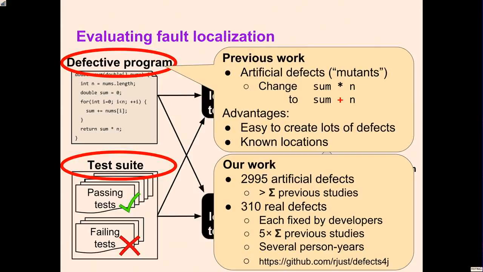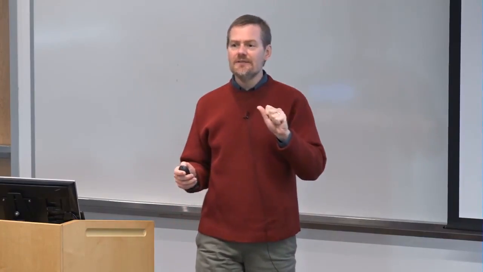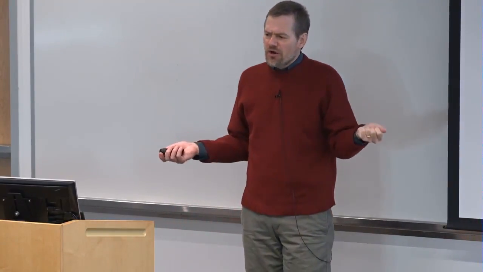So we decided to do this a little differently. The first thing we did is we actually created a bunch of artificial faults, just like everyone else did, to replicate that work. We created about 3,000 of them, which is more than all previous studies combined. Then the next thing we did was we said, OK, are artificial faults any good? Well, the only way to figure that out is to have real defects.